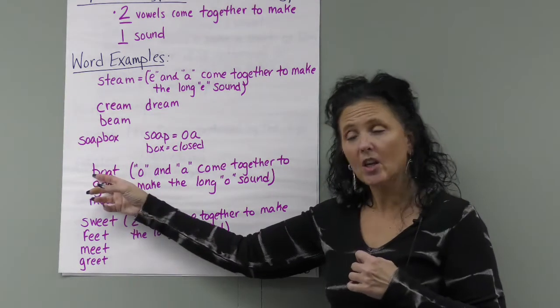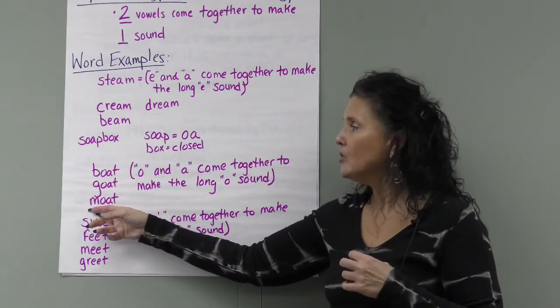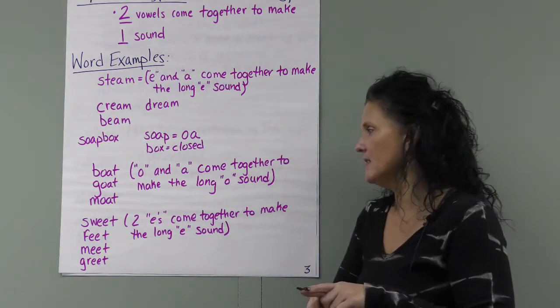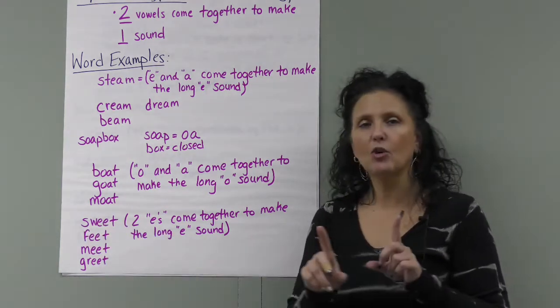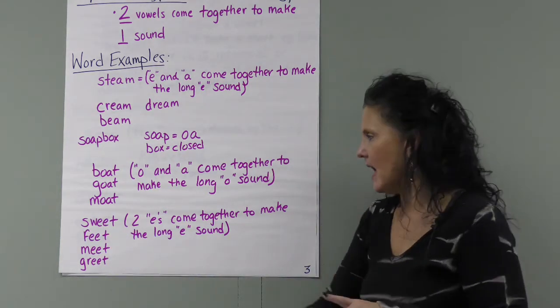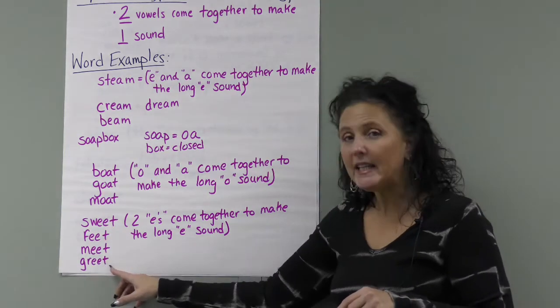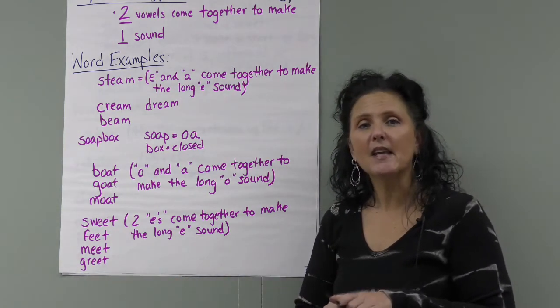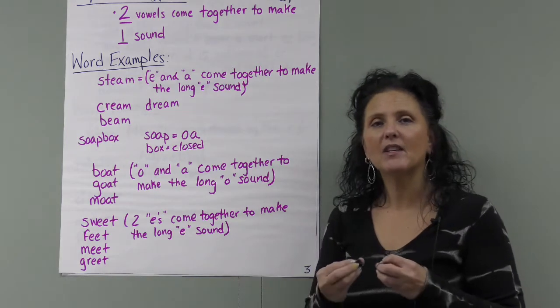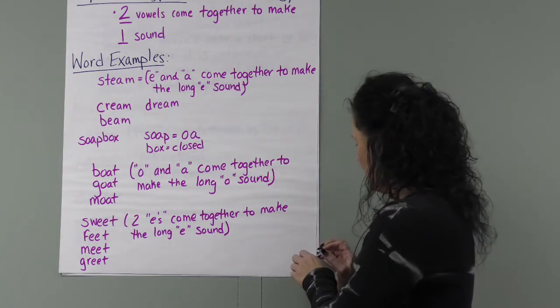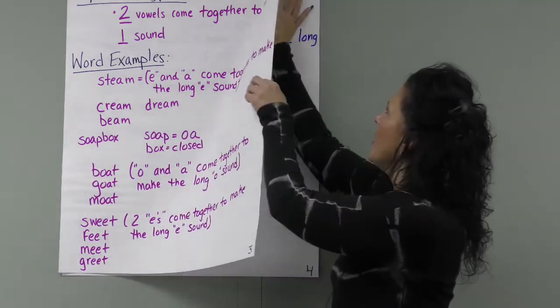And then here are another O and A words that go together that make the O sound. Boat, goat, moat. All of those sound like O, but the O and the A are teamed in this instance. Here we have 2 E's that are teamed that make the E sound. Sweet, feet, meet, greet. All of those are 2 E's together. Free. Those 2 E's make 1 E sound together, right? So that is the 4th type.